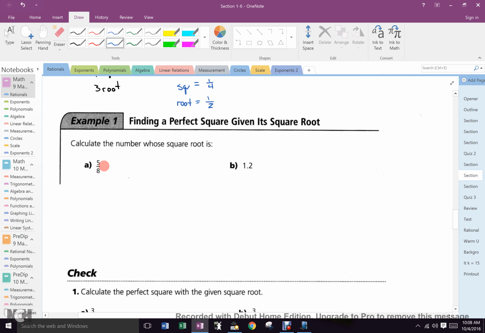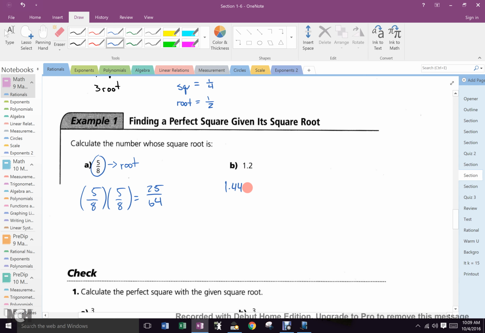Please look. What number has a square root of 5/8? If 5/8 is the root, then what do I do to get the square? TJ. Multiply it by itself. So 5/8 times 5/8, which gets me what? 25/64. Everybody got it? Now, I've already shown you 1.2. You know it's 1.44.